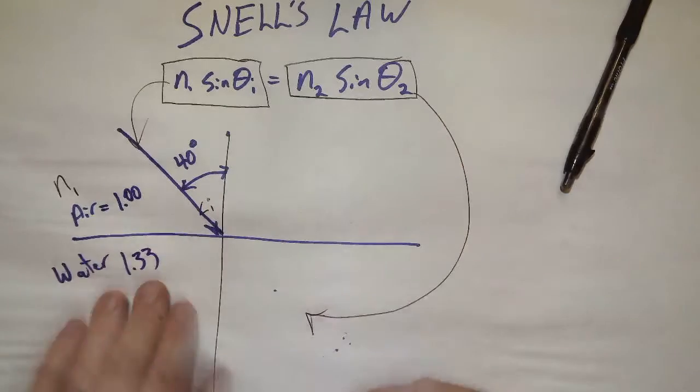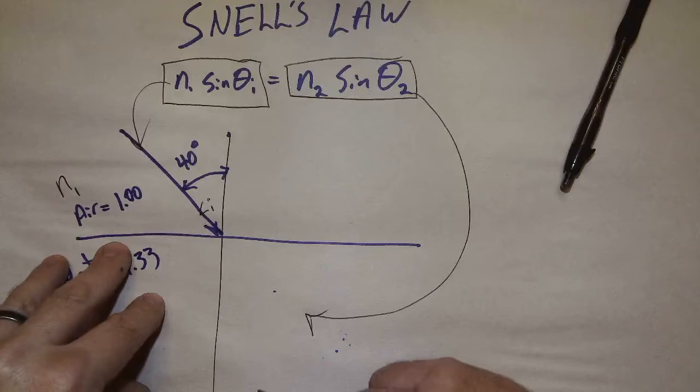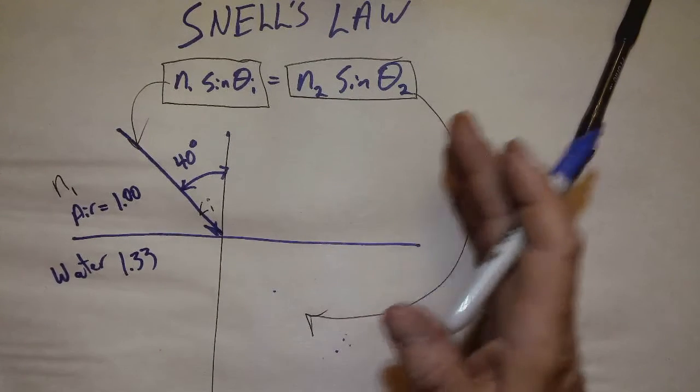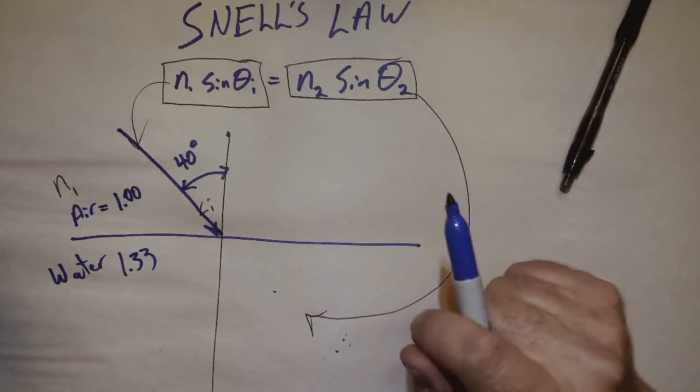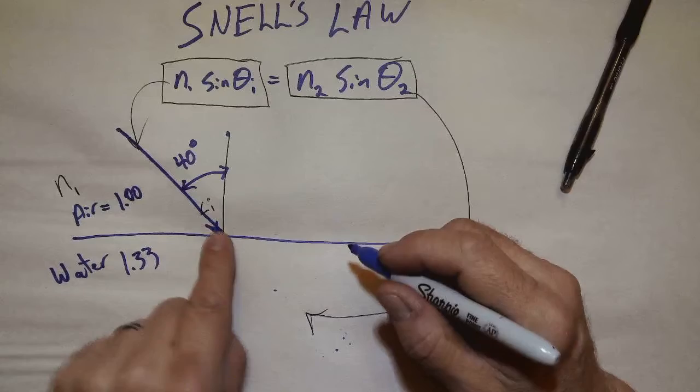Whether it's the medium on top or the medium on the bottom, you can find the index of refractions in your reference table. And if it's something outside that, you can look them up online. They're pretty easy to come by because we've studied them all. So what's going to happen here?